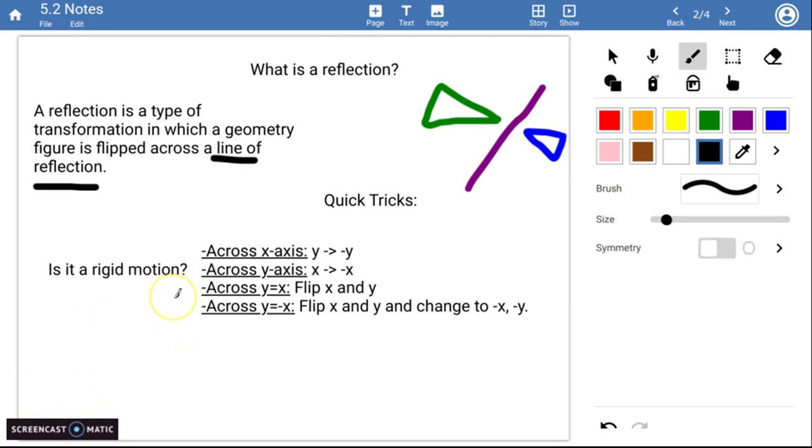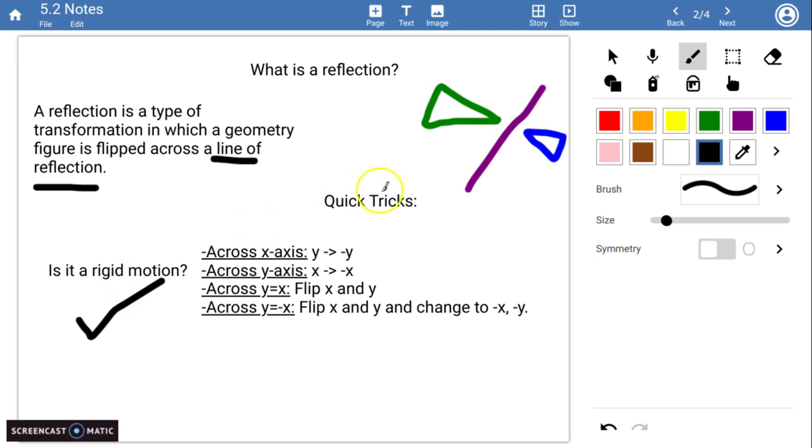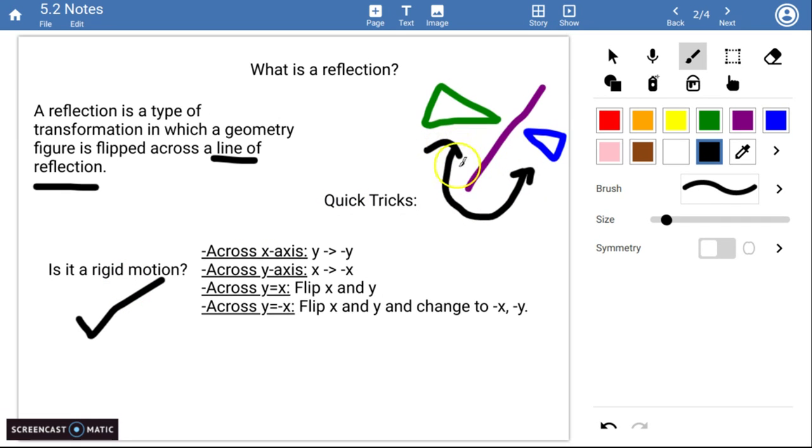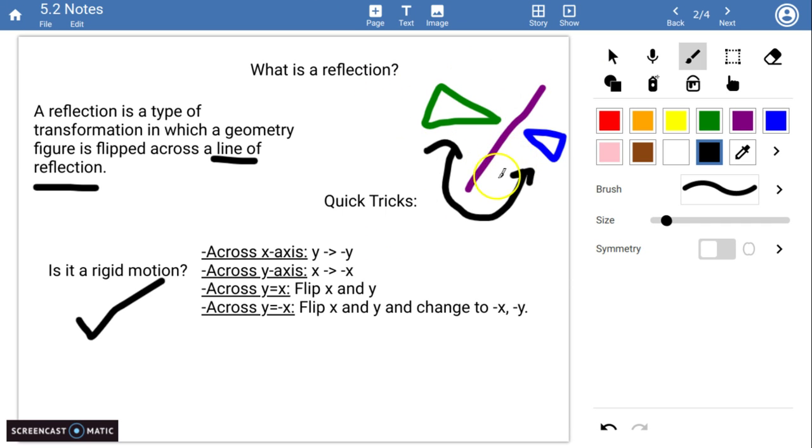You probably already learned this, but there might be something new that you don't know. So, is it a rigid motion? We talked about that in the other video. It is, and all that means is that the pre-image is congruent to the second. Congruent doesn't mean they have to look exactly the same. These green and blue don't look exactly the same, but they are congruent, because I didn't draw them completely right. But they're supposed to be congruent.